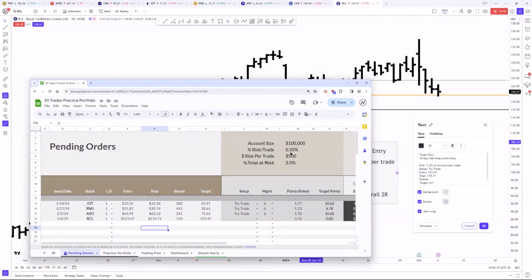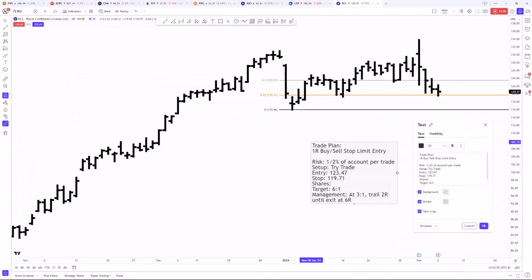I know exactly how much I'm risking on every trade. It's all equivalent risk. I'm not complicating this. I'm risking 0.5% per trade, which is $500. Just label it. I'm going for 6 to 1. It's going to give me a target of that. So now I can just finish filling this out.